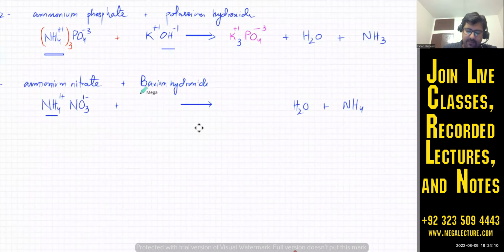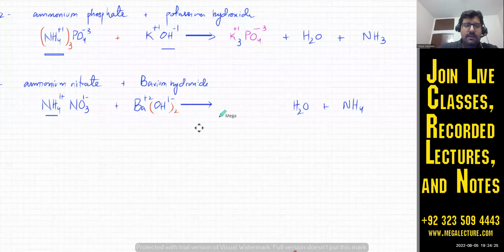This reaction does not involve an acid. So barium is group 2, that's +2. Hydroxide is OH with a charge of 1-. So it's Ba and OH twice. The OH changes to water and the NH4 changes to NH3.